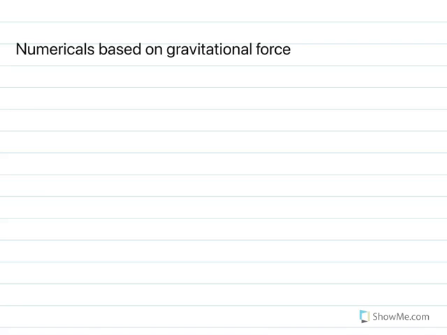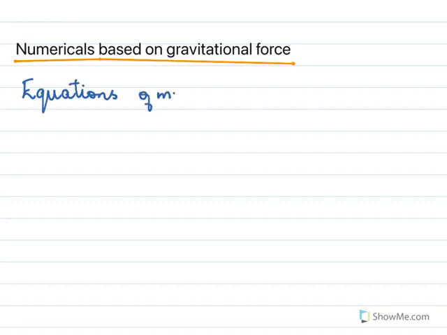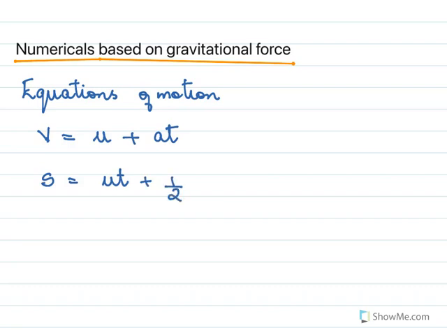In this lesson, we will learn numericals based on gravitational force. We have already learned the equations of motion. The first equation is V equal to U plus AT. Then we learned S equal to UT plus half AT square. And then we learned V square equal to U square plus 2AS.